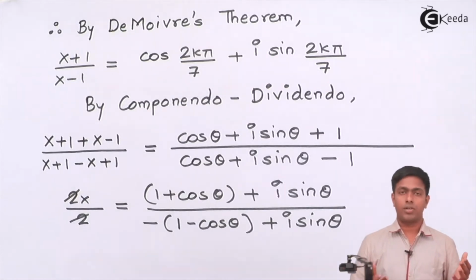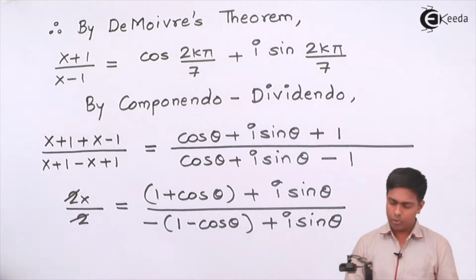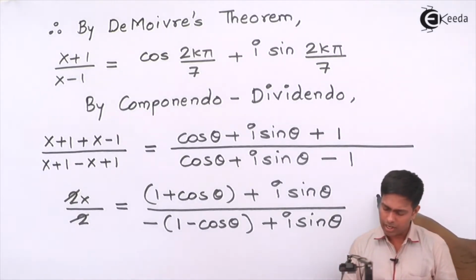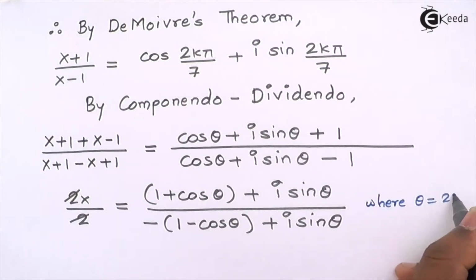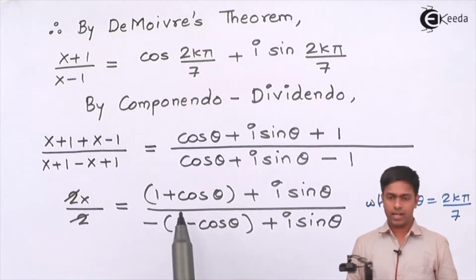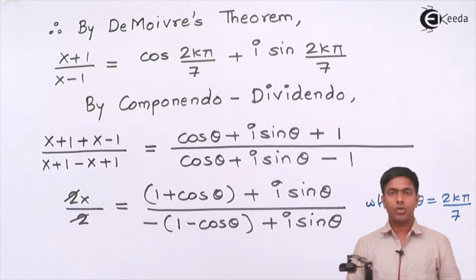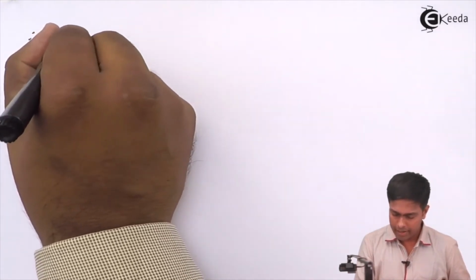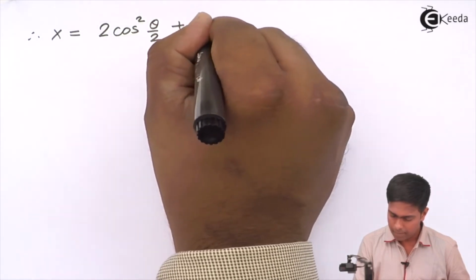So now I have to reduce it, and again then I will put theta as 2k pi by 7. So here I will say where theta equal to 2k pi by 7. So I'll simplify it to put theta as 2k pi by 7. So let's start. So 1 plus cos theta will convert it into half angle, which is 2 cos square theta by 2. So this will become, therefore x equal to 2 cos square theta upon 2 plus i.